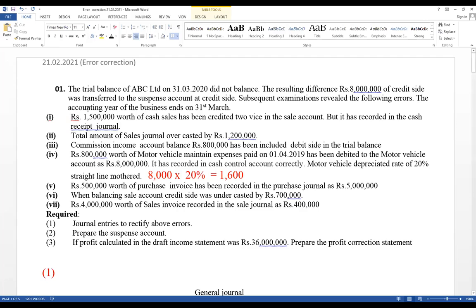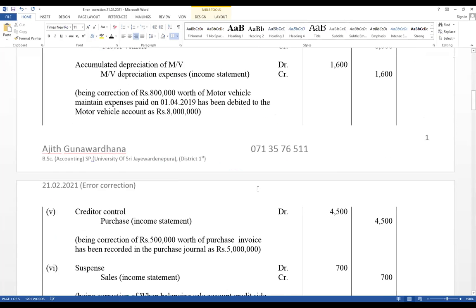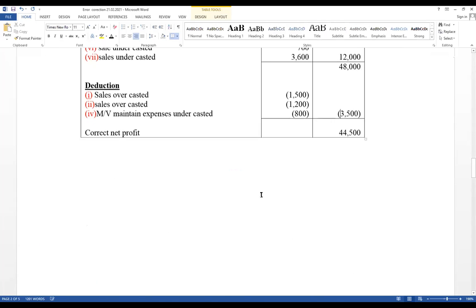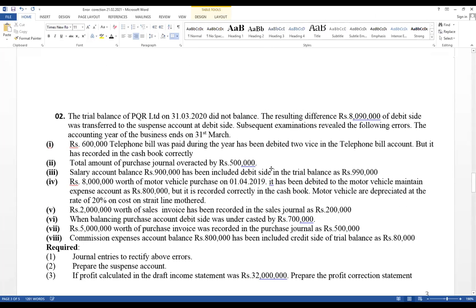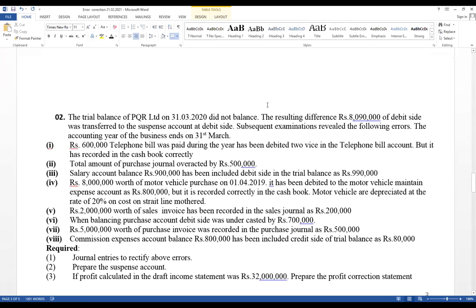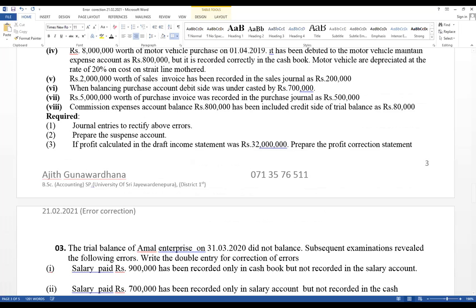Right, there are 3 requirements. Question number one is a normal requirement. They ask the error correction part. You have to know how to write the double entry, then prepare the suspense account, and if profit is calculated in the draft income statement, you have to know how to prepare the profit correction statement. Right, question number two, I am not going to discuss now. Question number two is like question number one, only the numbers change. I will upload the answer. Think about question number three.